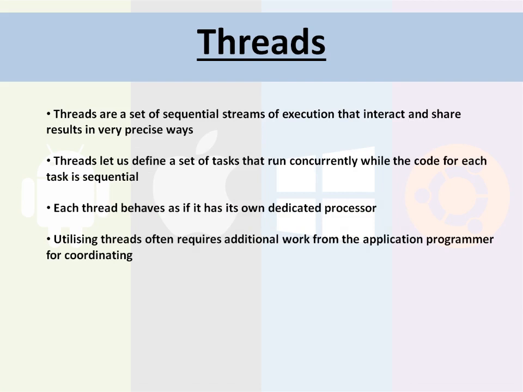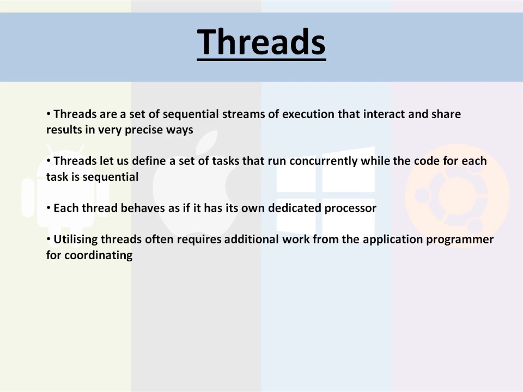And threads let us define a set of tasks that can run concurrently, while the code for each task is sequential. Each thread behaves as if it has its own dedicated processor. So once again, just like each process feels like it has its own dedicated processor, thanks to the illusion of the operating system, each thread has a similar mindset.